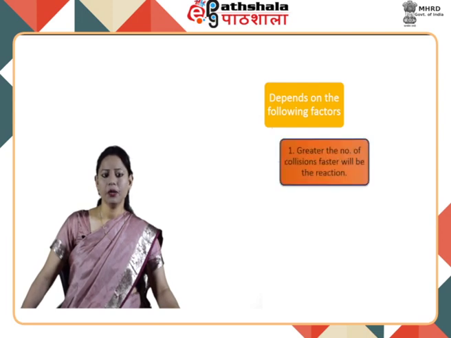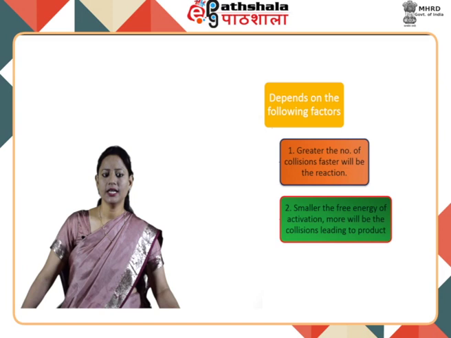First is the number of collisions taking place between the reacting molecules in a given period of time. The greater the number of collisions, the faster the reaction will be. Second, the fraction of collisions that occur with sufficient energy to overcome the energy barrier of the reacting molecules. The smaller the free energy of activation, the more collisions will lead to product formation.